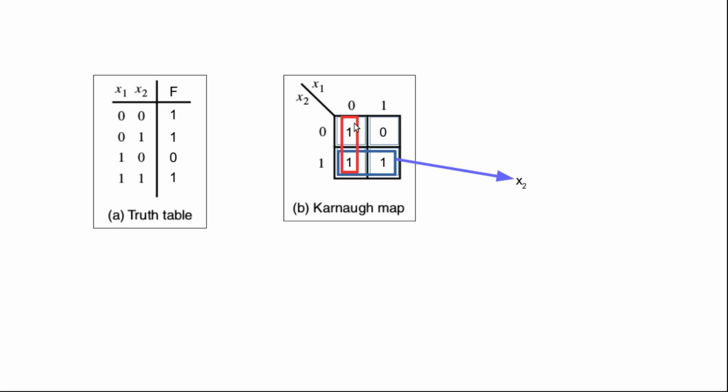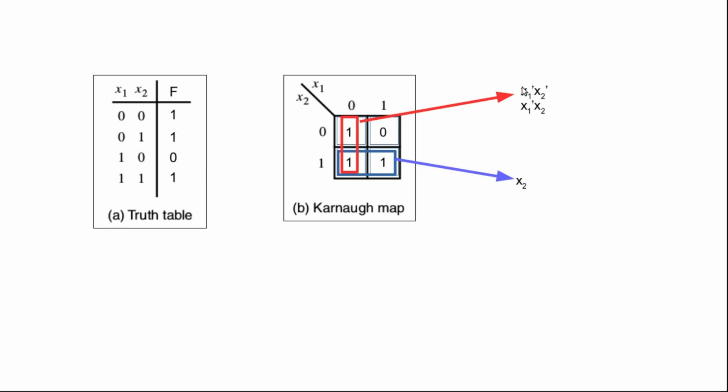Now the group colored red also consists of two cells. One cell is your minterm 1, where x1 is equal to 0 and x2 is equal to 1, and that represents your minterm x1 prime, x2. The other cell in this group is this one, which is minterm 0, and it corresponds to the minterm x1 prime, x2 prime.